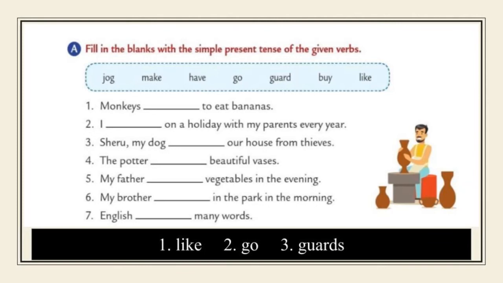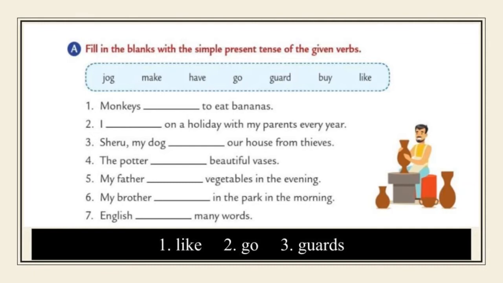And the next one, I dash on a holiday with my parents every year. So which is the correct answer? Yes, the correct answer is go. Already I said that for first person and second person we should not add s or es. We can write the verb directly. I go on a holiday with my parents every year.